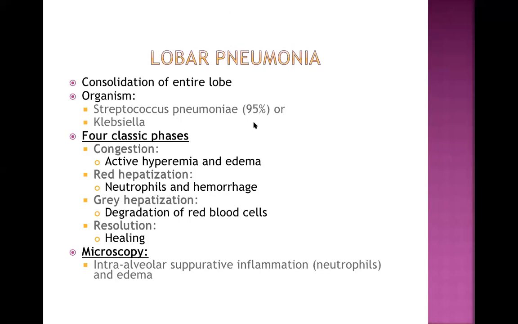Sometimes only a part of the lobe can also be consolidated, but we are talking about the usual or more common thing, that is consolidation of the entire lobe. In the right lung we have 3 lobes, in the left lung we have 2 lobes. So either one of these lobes or sometimes all of the lobes may be consolidated. Now there are 4 classical phases of lobar pneumonia. The first phase is congestion, second is red hepatization, third is gray hepatization, fourth is resolution. And on microscopic examination, there will be collection of a lot of neutrophils inside the alveoli.